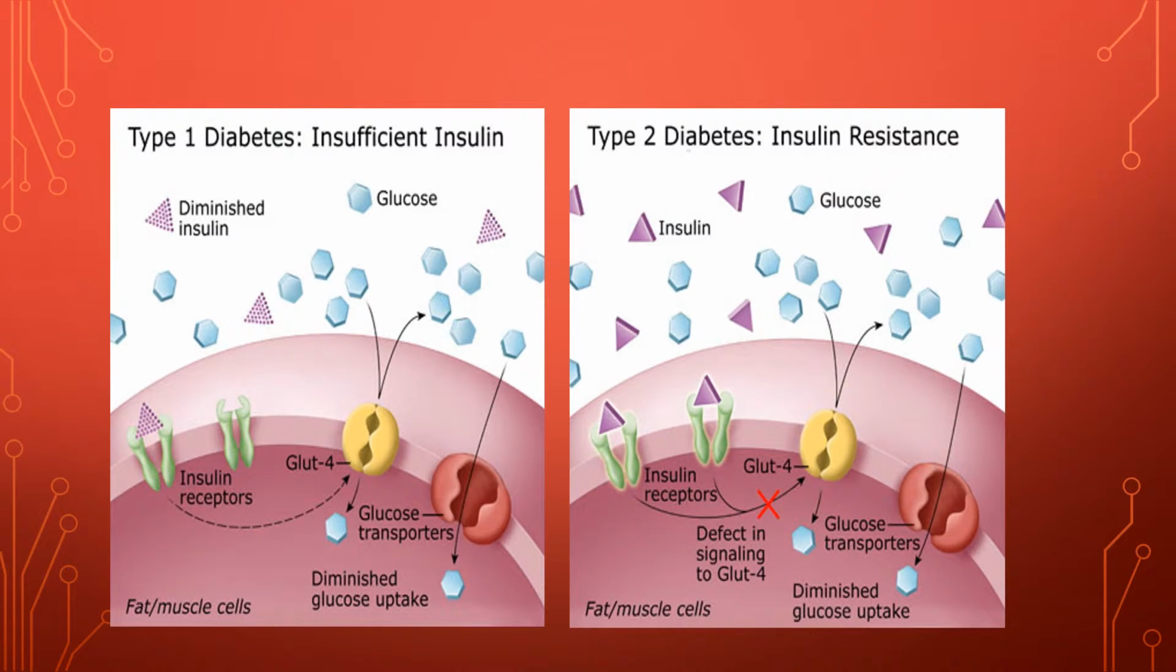With type 2 diabetes, there's plenty of insulin. The only difference really is that your insulin receptors stop working. They become resistant to insulin, and so they don't properly signal the GLUT4 transporters to take up the glucose. So really the effect is the same. Glucose can't get into the cell, therefore the levels of glucose in the bloodstream remain high.